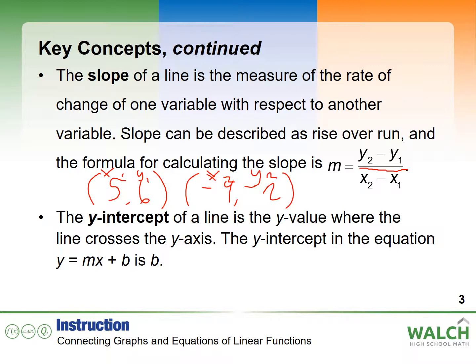The y-intercept of a line is the y value where the line crosses the y-axis. So that is b. The y-intercept in any equation that's set up as y equals mx plus b is the b. It's the constant that comes after the plus sign. It also could be after a minus sign. It could be y equals mx minus b if it was a negative y-intercept.